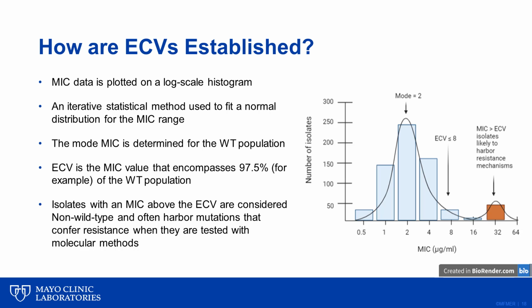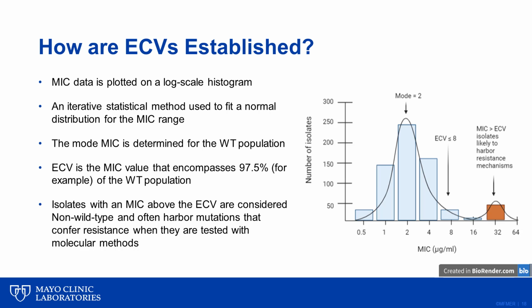An iterative statistical method is then used to fit a normal distribution line to the MIC data as shown in this slide, and the mode for the normal or wild type distribution of isolates is determined. In the example on this slide, the normal distribution ranges from about 0.5 micrograms per milliliter up to 8 micrograms per milliliter with a mode of 2 micrograms per milliliter. Typically, the ECV is set as the MIC, which encompasses 97.5% of the normal or wild type distribution of isolates. In the example on this slide, the ECV is statistically determined to be 8 micrograms per milliliter.